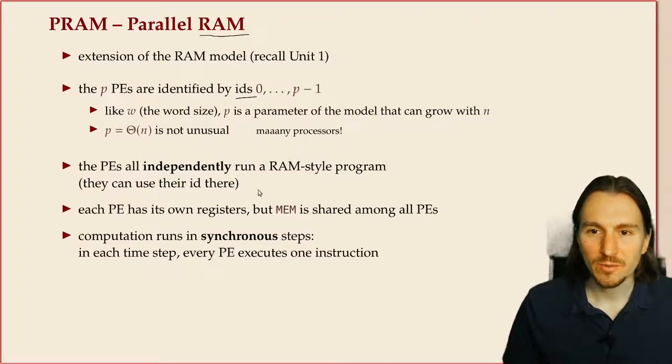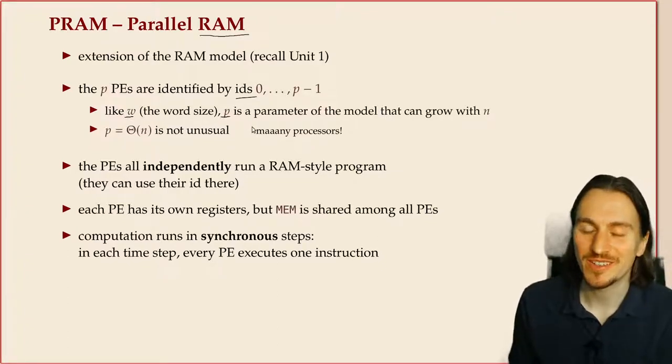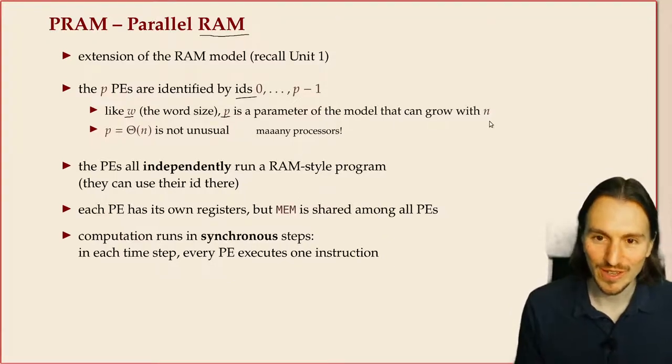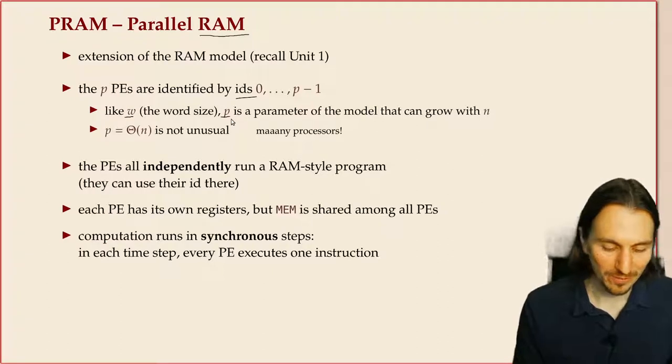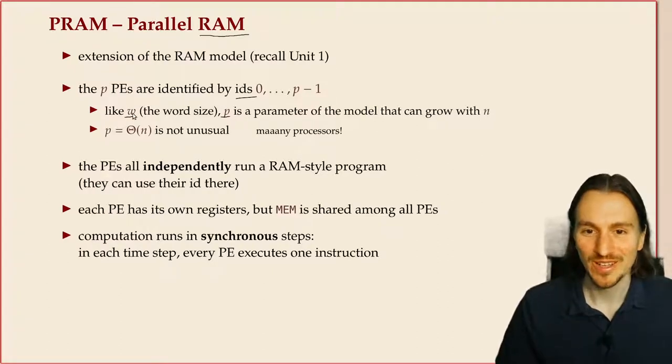Now, we already had a parameter from the RAM, the word size, and now we additionally have a parameter P. So for every problem, we now have three things floating around. There's the input size N, the number of PEs, P, and the word size, W. We'll have to deal with it, but often we can ignore the word size for the parallel computation. It often is not the interesting factor.